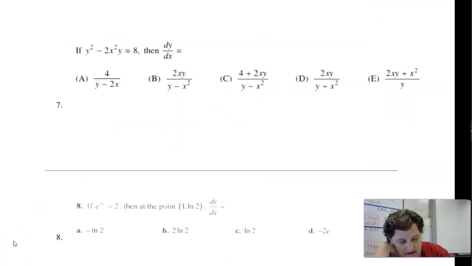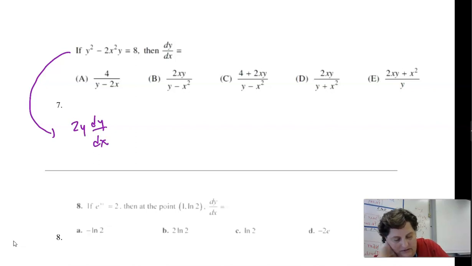Okay, taking a look at number 7. This is an implicit question. So y squared is 2y dy/dx. This is going to be a product rule. The one thing too, you guys, when I'm doing a product rule on implicit, like that negative, I'm going to include that with my first term.